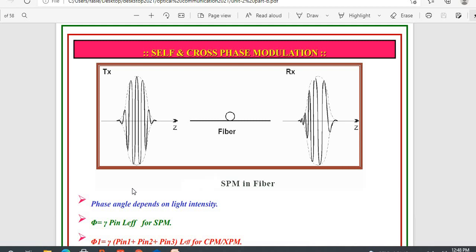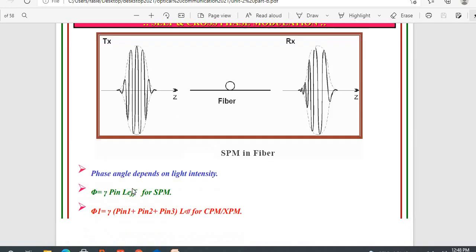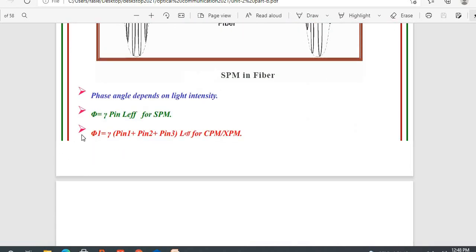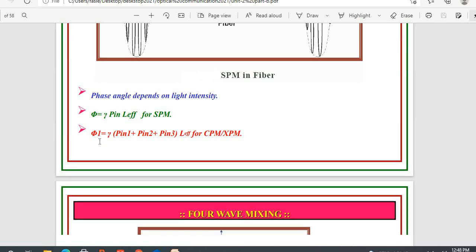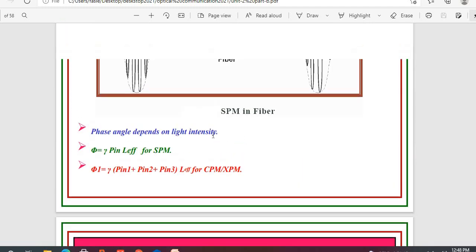Phase angle depends upon light intensity. What is the light intensity? Phi is equal to gamma P_in L_effective. P_in is nothing but the input power, then the length of your particular fiber. L effective for SPM is nothing but the total, effective length of the fiber. So this is your actual phase. If you want to find phi 1, then how many input powers? P input 1, input power 2, input power 3 into L effective for cross phase modulation, or we can write it as XPM. You can see this in the diagram.